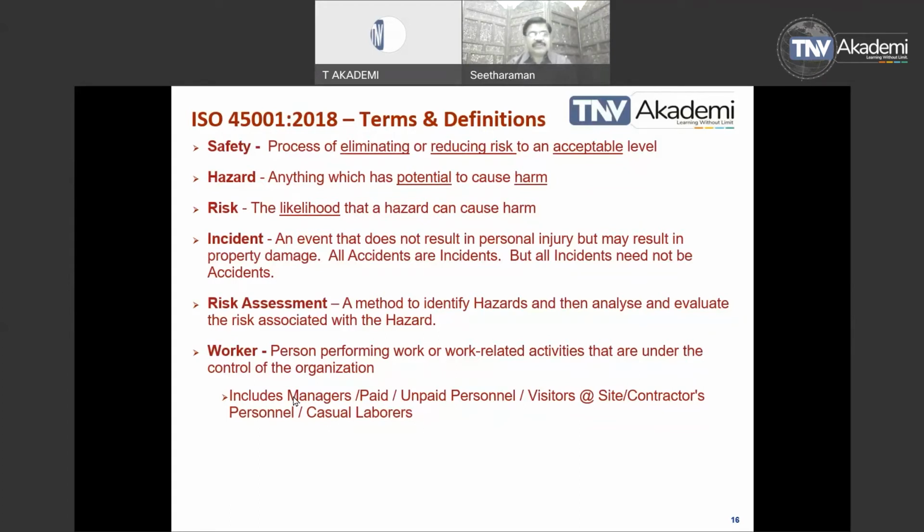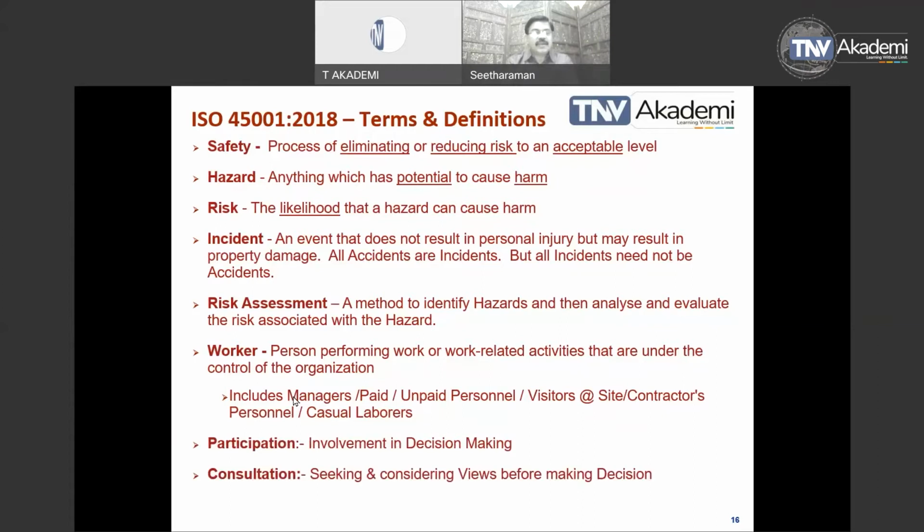That's why ISO 45001 puts everybody on the same platform, considering that all have to be protected, including people coming as visitors, students also included in this. Okay, participation and consultation, these two are very important.